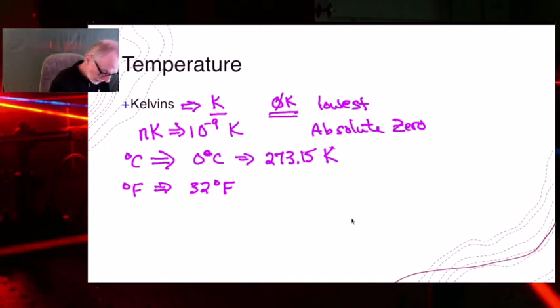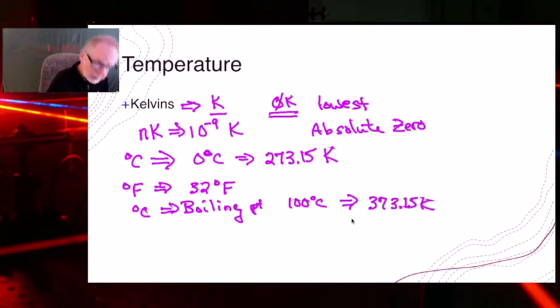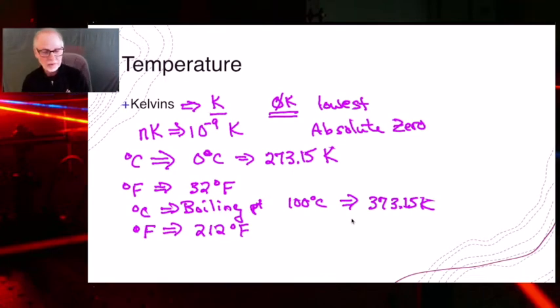And that, of course, also corresponds to 273.15 kelvins. Boiling point, as you'll recall, for water at 1 atmosphere pressure is 100 degrees Celsius, which of course is equal to 373.15 kelvins, all right? And of course we know that for water in Fahrenheit, 212 degrees Fahrenheit corresponds to the boiling point.